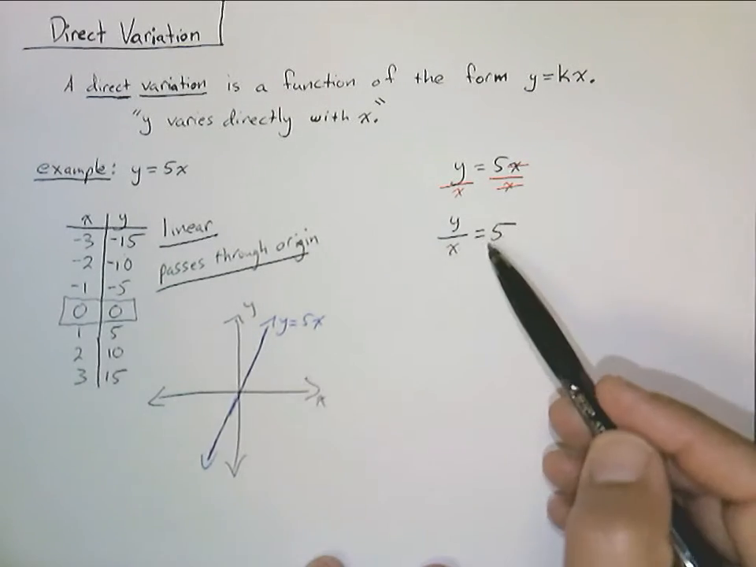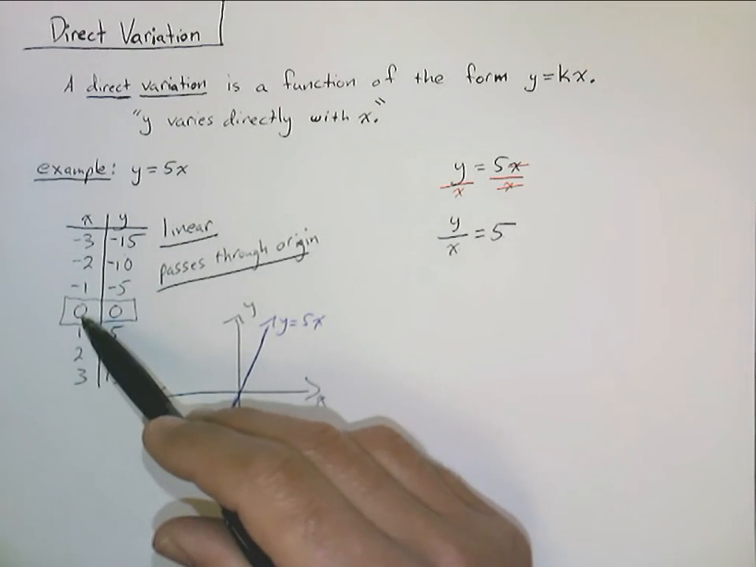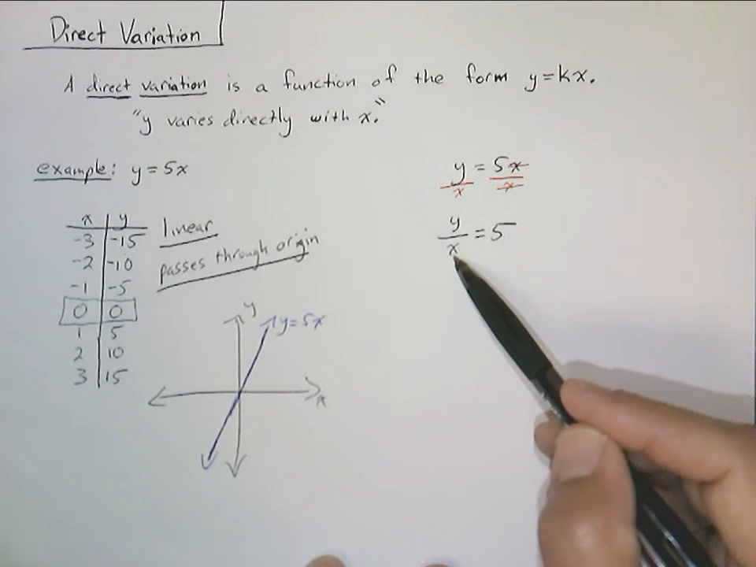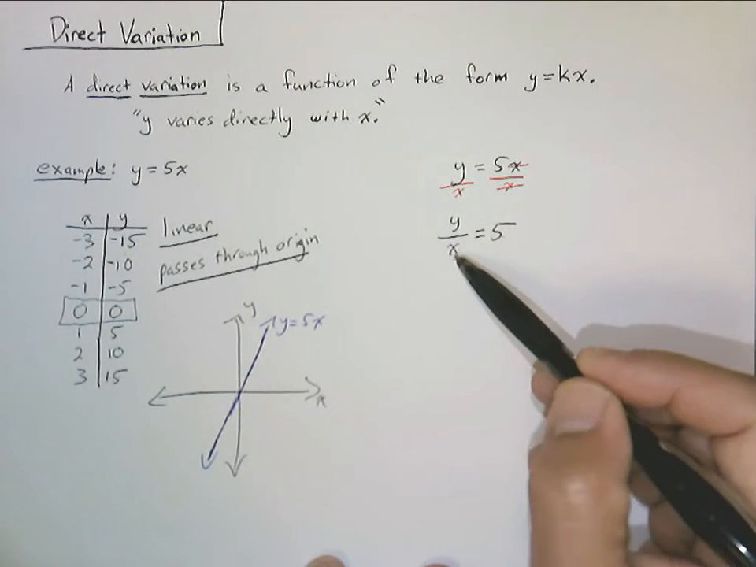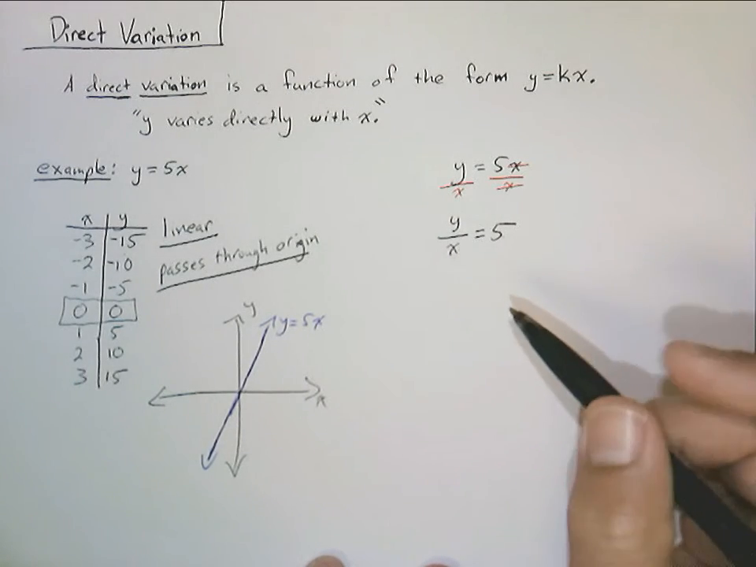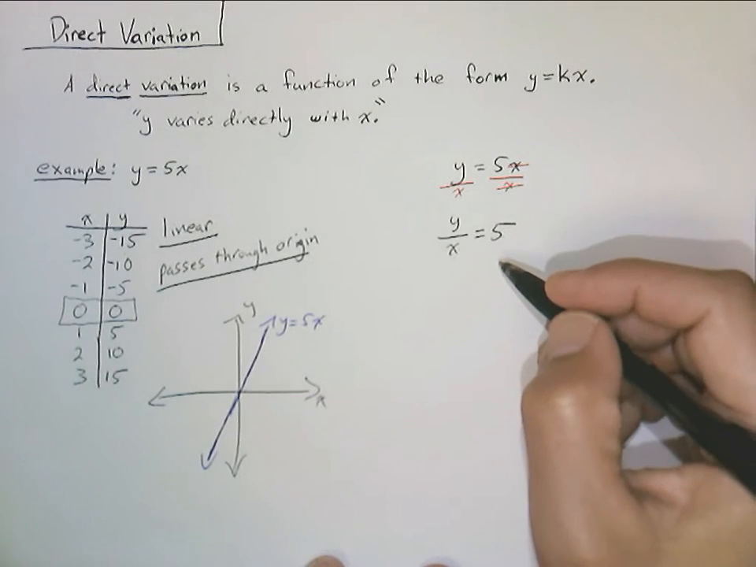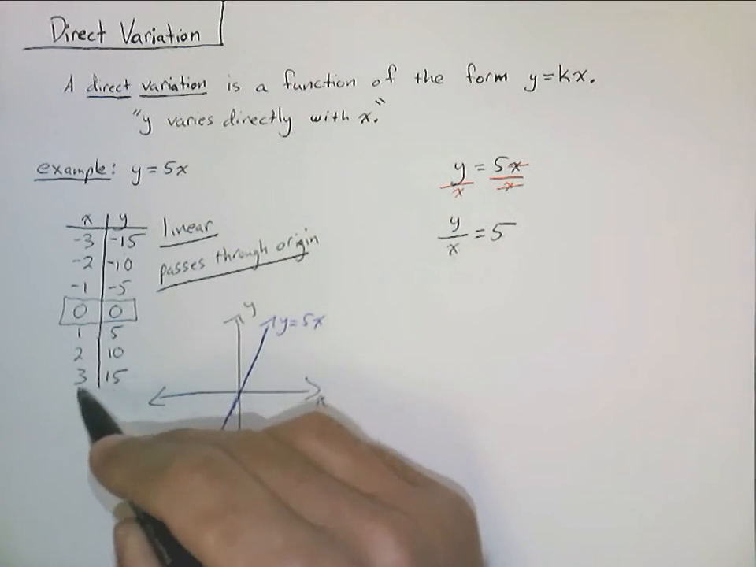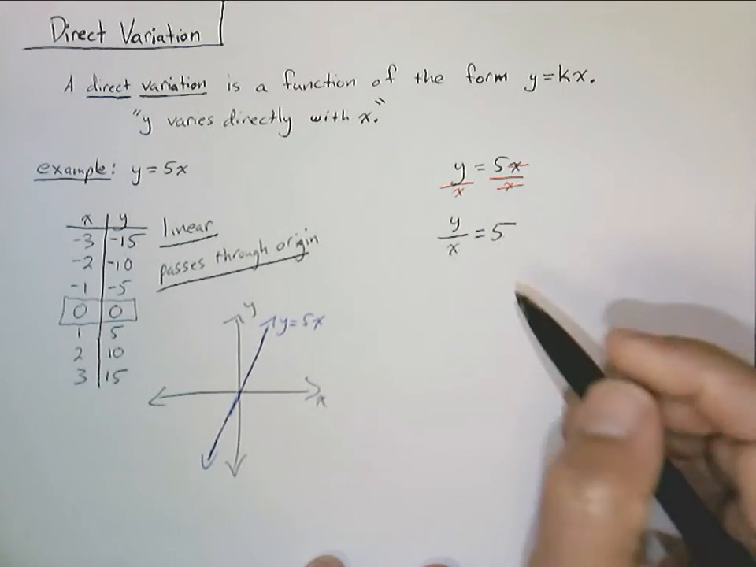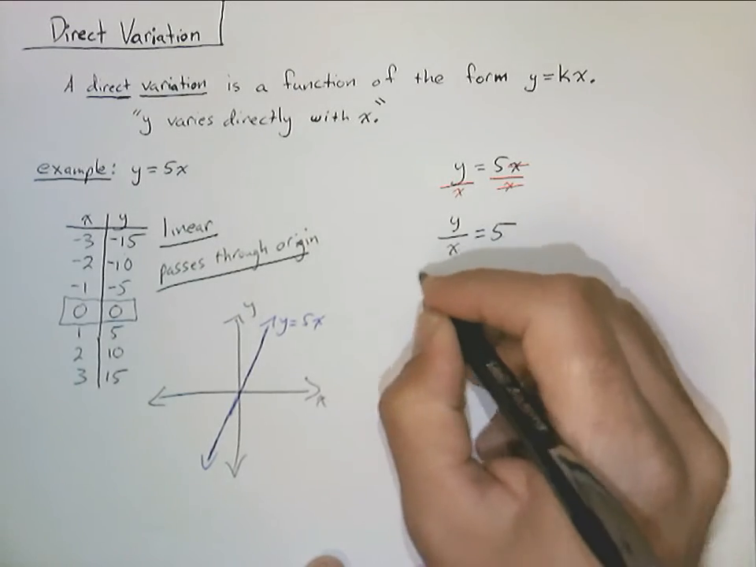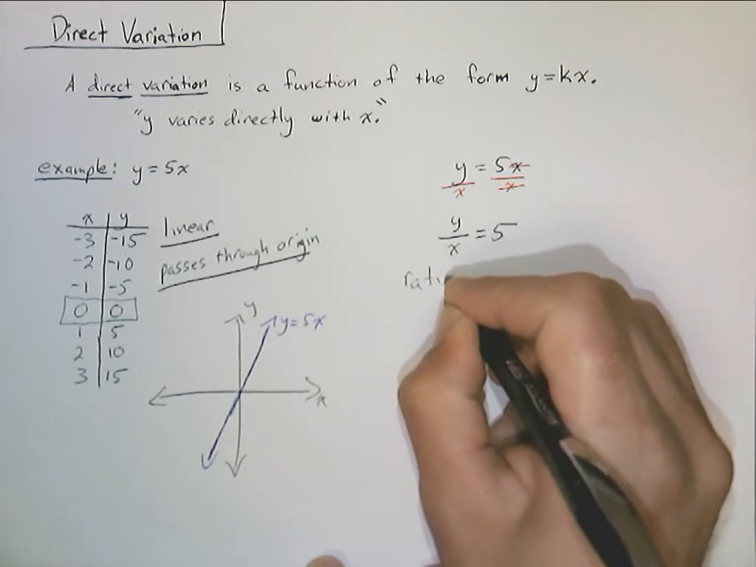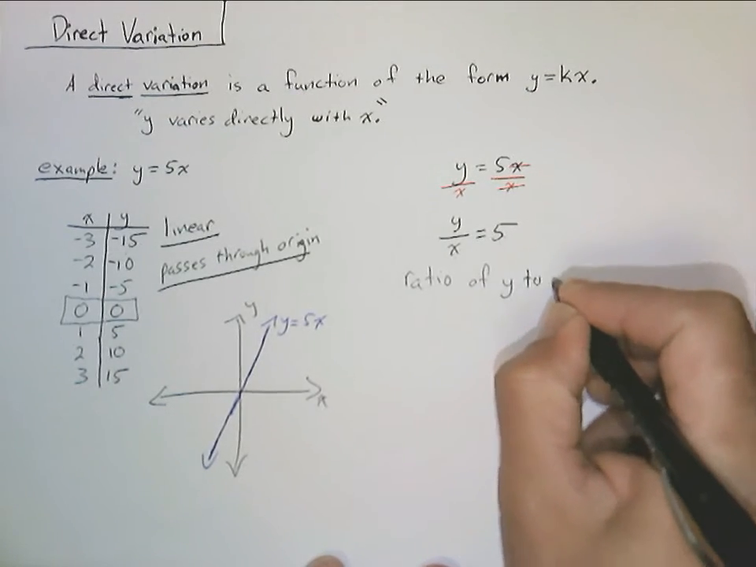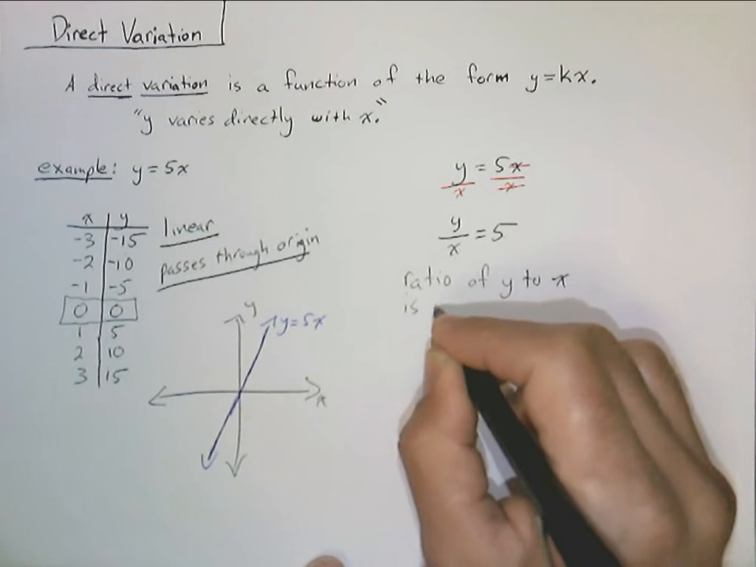Negative 5 divided by negative 1 is 5. 0 divided by 0 though, oops, there we have a problem. So this equation holds except when x is 0, because of course there's a problem with dividing by 0, which we'll talk about more a little bit later. But the same thing still works over here. 5 divided by 1, 10 divided by 2, 15 divided by 3. All of those give us this value 5. So for a direct variation, if you just see a table, just look at the ratio of y to x. And that should be always the same thing.